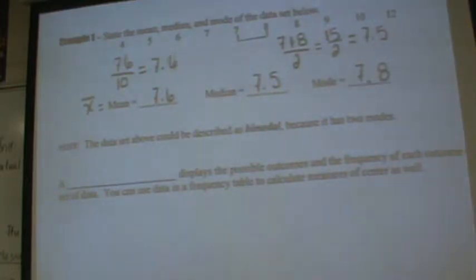Now, there's a note below here that says the data set above can be described as bimodal because it has two modes. So where this had two modes, we can call it bimodal. It's just a terminology when you have two modes.